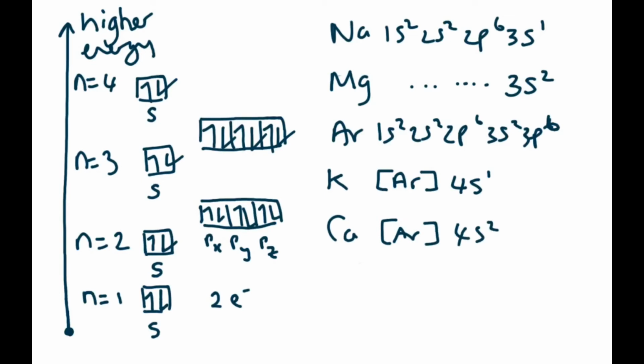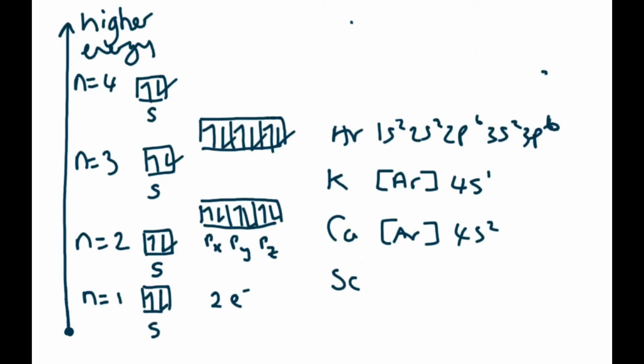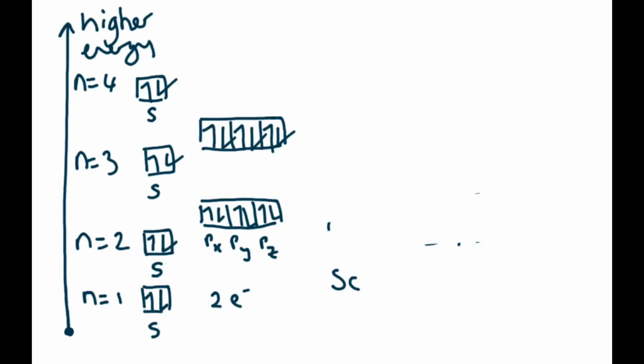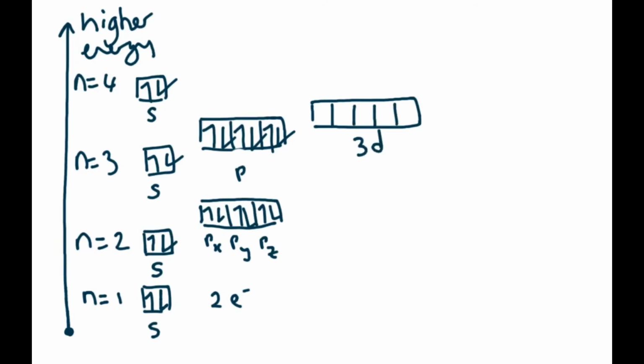And the next element is scandium. Something slightly different happens here with scandium, so we've got to be careful now. The 4s is full, so where's the electron going to go? It's not 4p, it's actually 3d, and there are 5 d orbitals. This is the 3d, that's 3p, that's 3s.